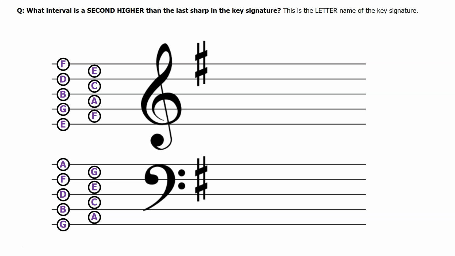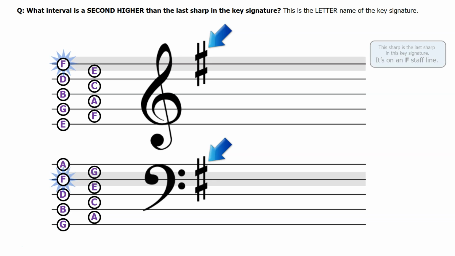Well, with only one sharp in the key signature, it's pretty easy to find. Right there is the last sharp in the key signature. And by looking to see what line or space runs through its center, we can see that this sharp's letter name is F, because the middle of the sharp is on the F line of the staff.